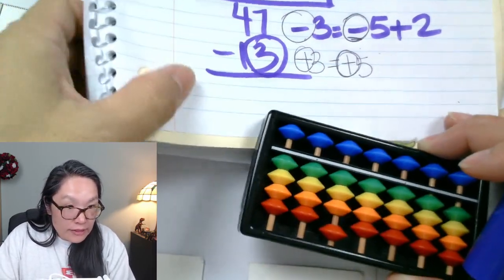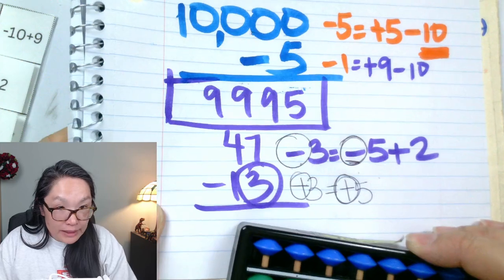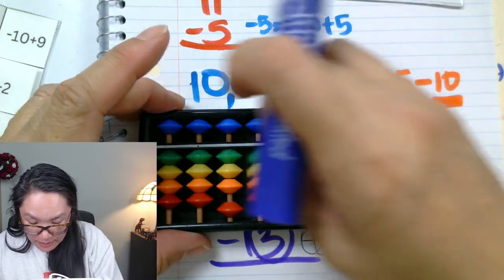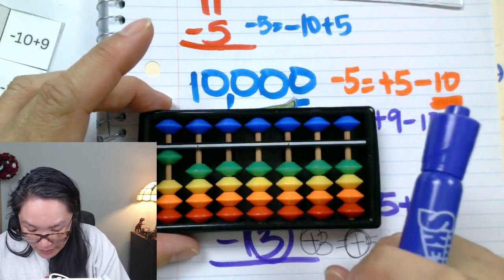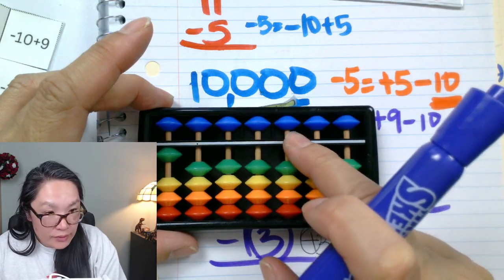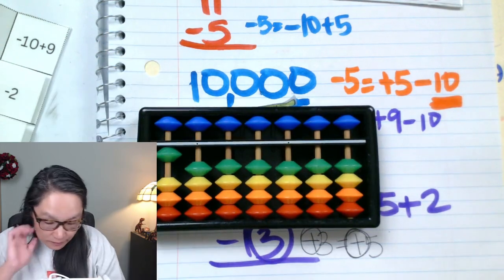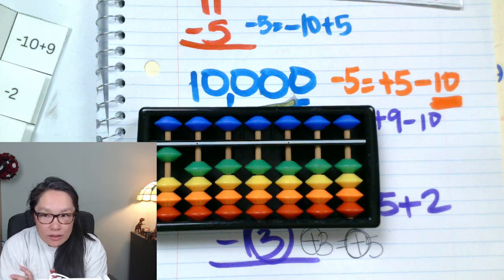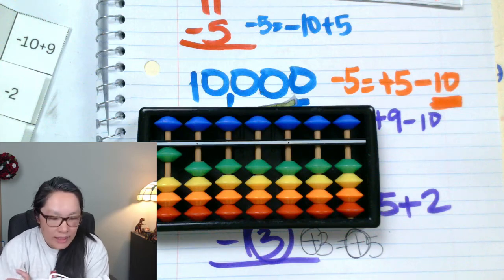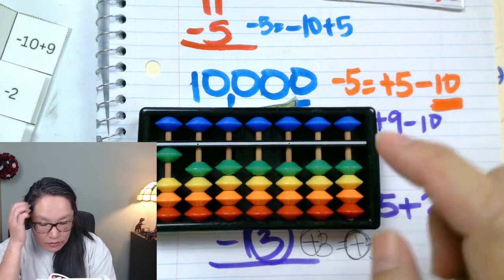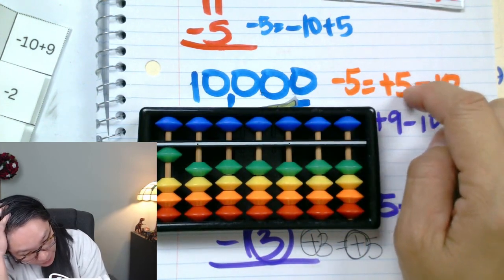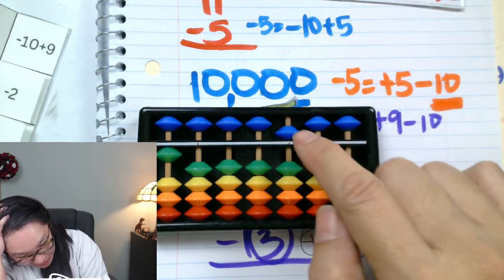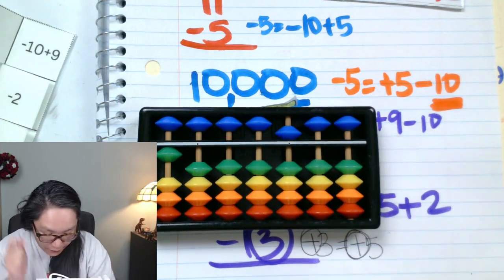Okay, so if subtraction is easier for you, let's go back to this number. So I have 1,000 and I need to take away the 5. Do you understand how to take away the 5? This is what we consider a multi-step problem. How do we take away the 5? We add the 5 minus the 10. I'm going to add the 5.